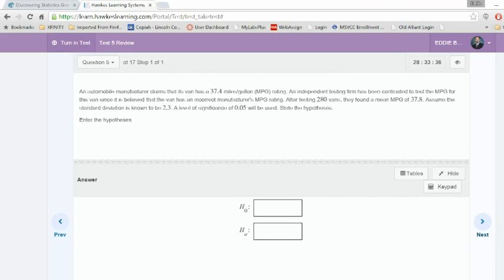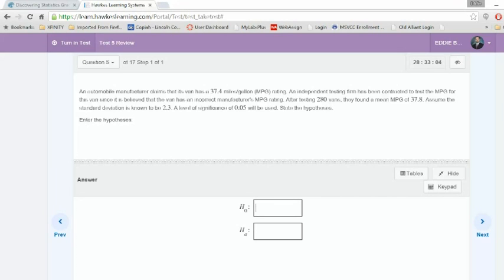An automobile manufacturer claims its van has an average of 37.4 miles per gallon. Man, I would love that van. That's awesome. An independent testing firm has been contracted to test miles per gallon for the van, since it's believed the van has an incorrect manufacturer's MPG rating, which is probably right. After testing 280 vans, they found a mean miles per gallon of 37.8.